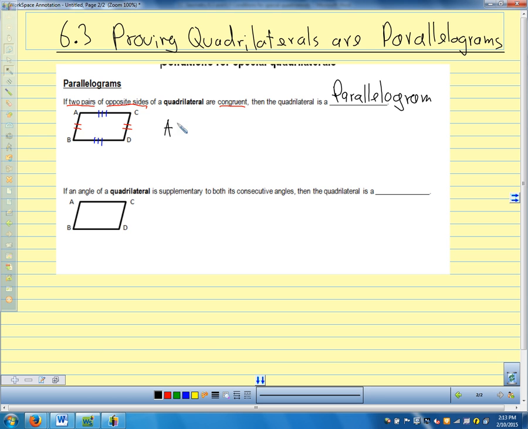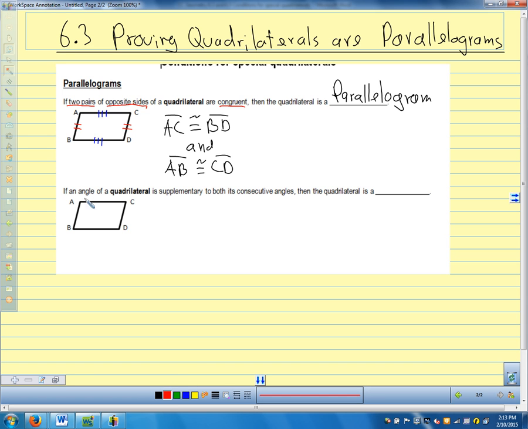We could also say that segment AC is congruent to segment BD, and segment AB is congruent to segment CD. So we have two pairs of opposite sides that are congruent. That guarantees us that that quadrilateral is a parallelogram. All right, we good there? That's one way we can figure it out. That's one way we can prove it.